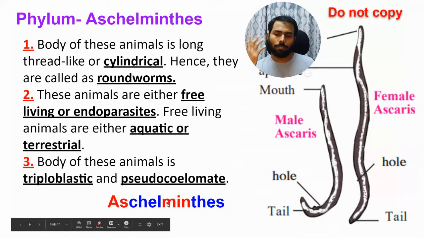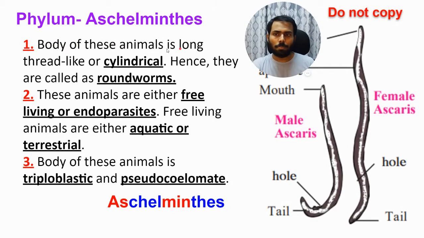So whenever you see this word, the first pronunciation you will try to make is AS is as, CH is chel, MIN is min, TH is this. Aschelminthes. Okay, but यहाँ पे chel के जगह पे हम लोग khel बोलेंगे. Okay, instead of saying this as chel, we will say khel. So you will pronounce this word as Aschelminthes. Okay, so this is the phylum called as Aschelminthes.